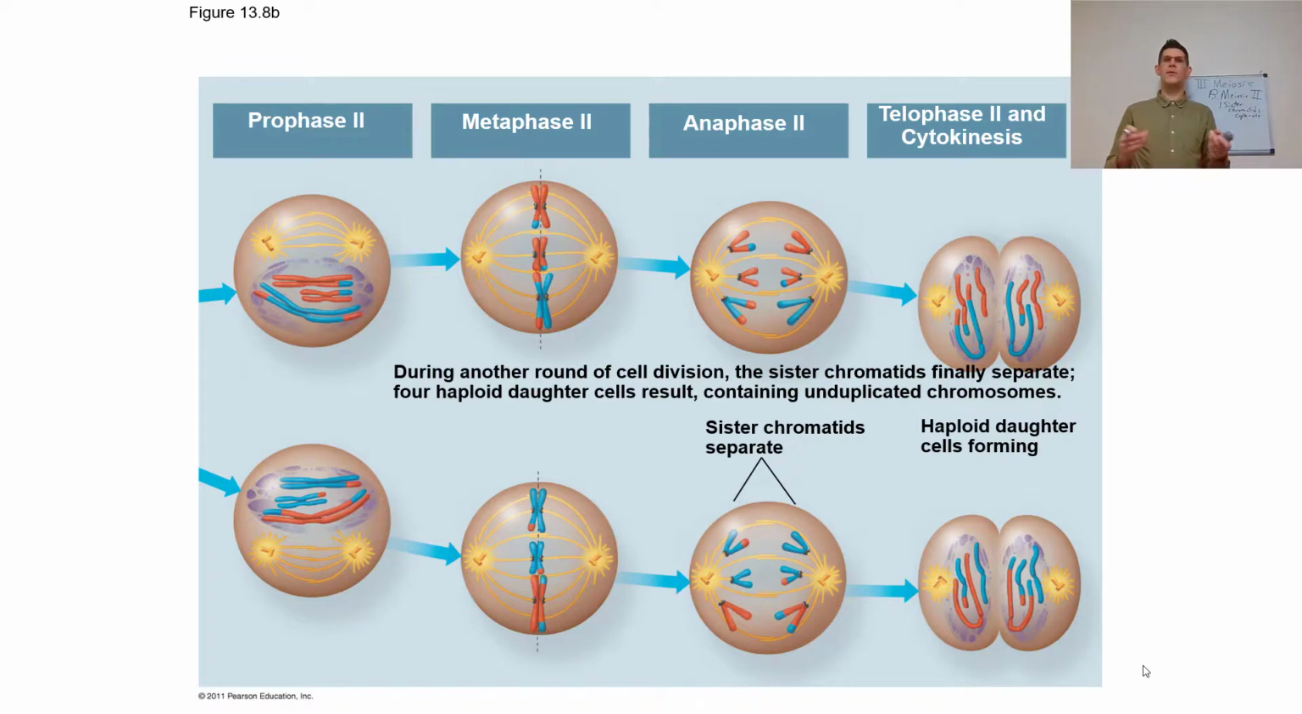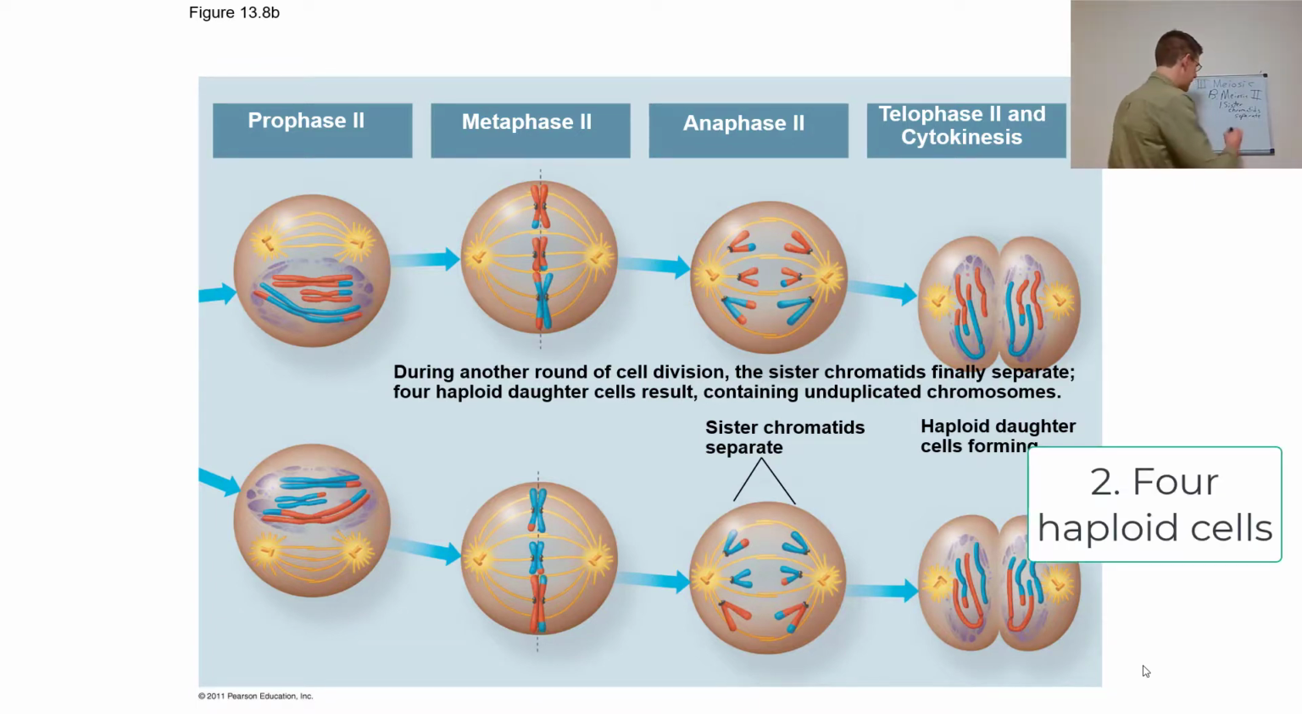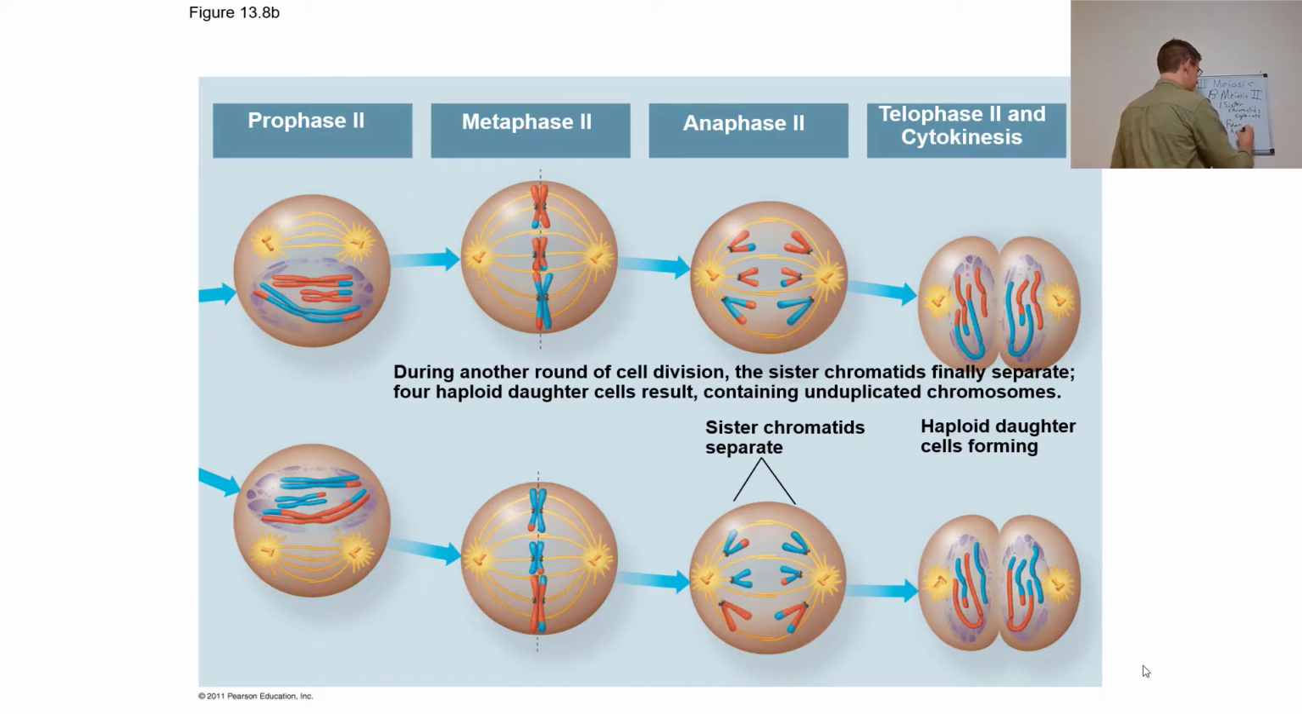In telophase 2, you have 4 haploid cells. That's the end result. 4 haploid cells, each of which is going to have a new combination of chromosomes from mother and father, and each of which is going to have new combinations of alleles due to crossing over. So that's mitosis and meiosis in a very bulleted kind of way.